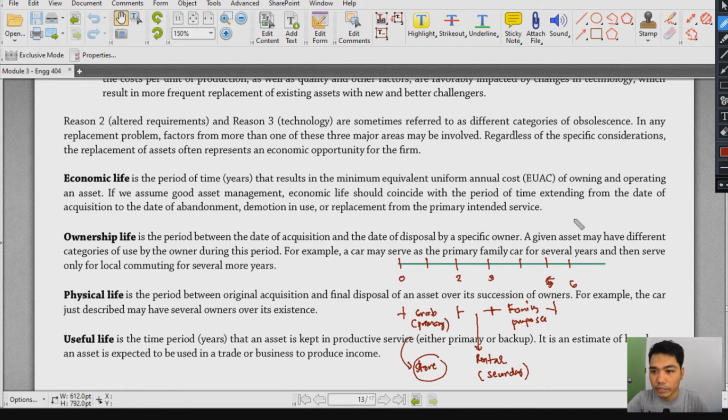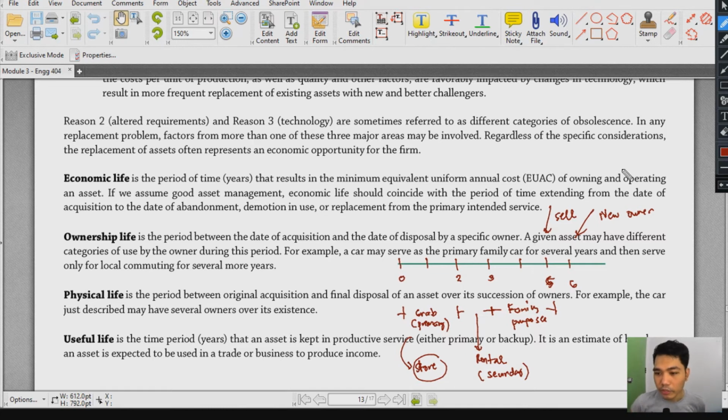So, after 6 years, they decided to sell this car. So, in the 5th year, they sold it, and then on the 6th year, the car had a new owner. So, this is something like the timeline of that car.